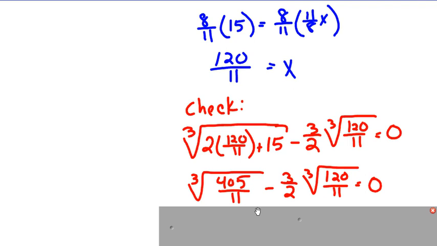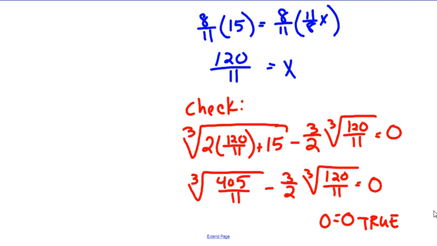So again, if you want to use the cubed root on your calculator, you can do that. Just make sure you're putting parentheses around what's underneath the radical, and that will help you. Also put parentheses around your 3 halves or use 1.5 to represent it. But we can see when we take the cubed root of 405/11 minus 3 halves of the cubed root of 120/11, that will give us 0. If you can't find the cubed root on your calculator, you can also put this to the 1/3 power minus 3 halves times this to the 1/3 power, and that will accomplish the same goal. So because it's true, we have a solution to our equation, 120/11.